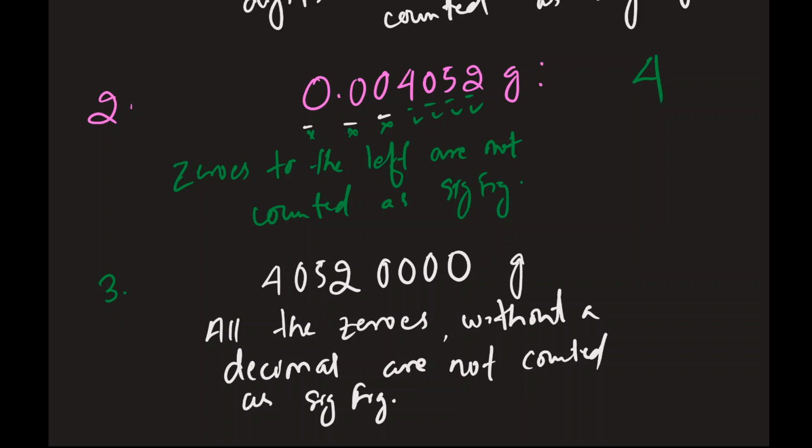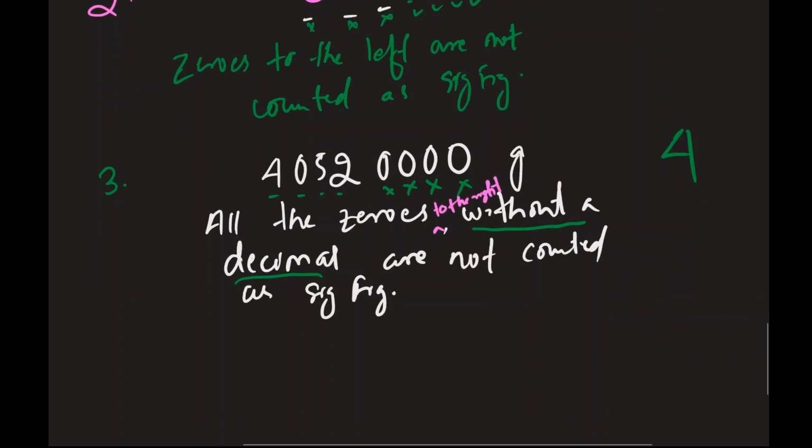So how many sig figs are we going to have in this case? 1, 2, 3, 4. These zeros are just placeholders, so they won't count. The correct answer would be 4. So all the zeros without a decimal, that's critical, without a decimal, are not counted as sig figs. All the zeros to the right, I forgot to say, to the right, without a decimal are not counted.